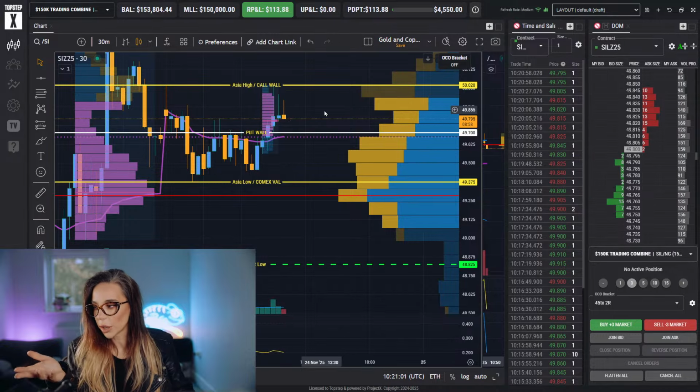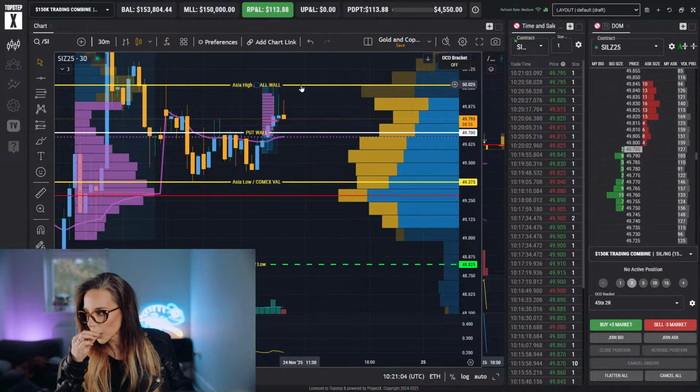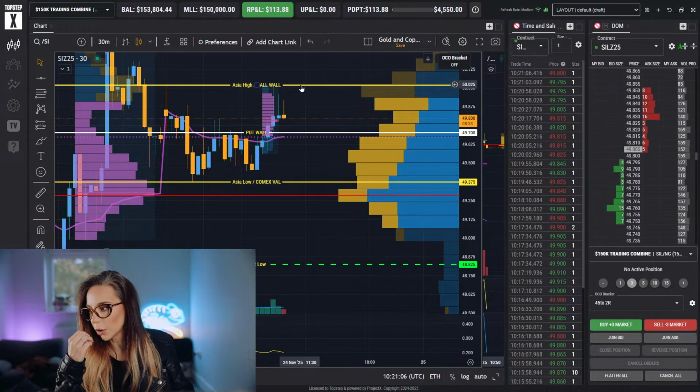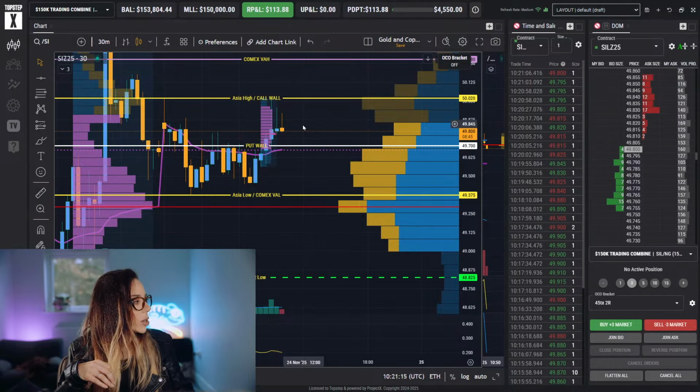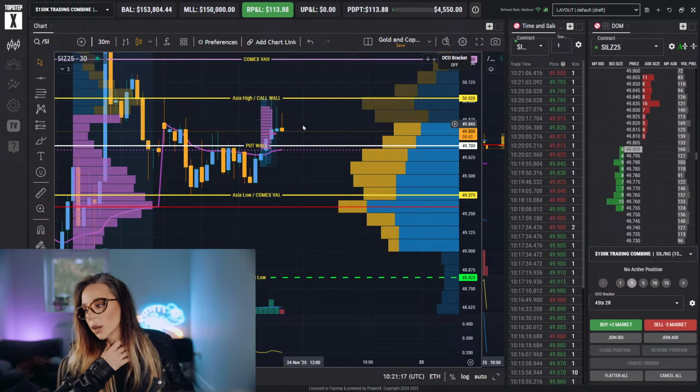This is certainly consolidating now under the gamma wall, so I sniped one. I was kind of hoping to have another run at this where we take out the Asia high, so basically a second trade based on the same idea, but it doesn't seem like it wants to do that just yet. So we have to wait.